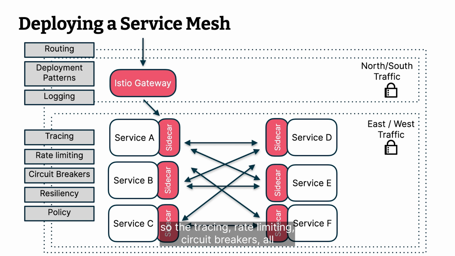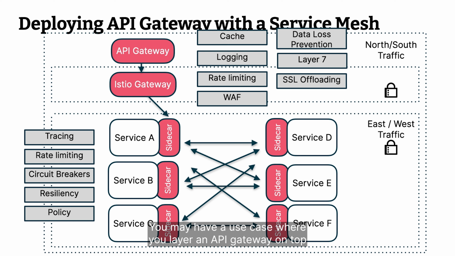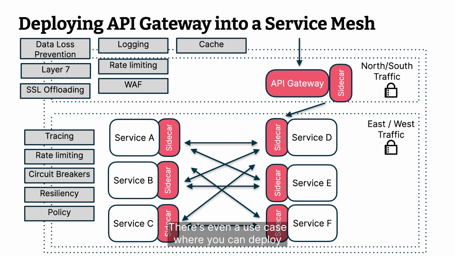So the tracing, rate limiting, circuit breakers, all those types of things. You may have a use case where you layer an API gateway on top of a service mesh so that you could do maybe that API as a product and still do some of the routing type things at Istio Gateway. So that's there. There's even a use case where you can deploy an API gateway directly into a cluster and put a sidecar. So that's one way to deploy it.